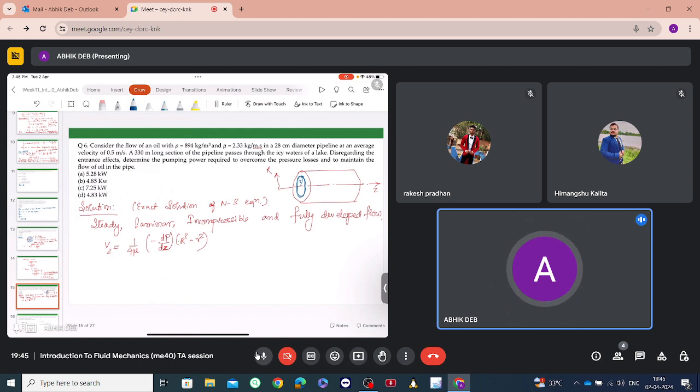Now with this, if we try to find out the average velocity, so Vz average, if we take the average over the area, we will get it as R square by 8 mu into minus of dp by dz. Okay, and therefore this is the value of Vz average.